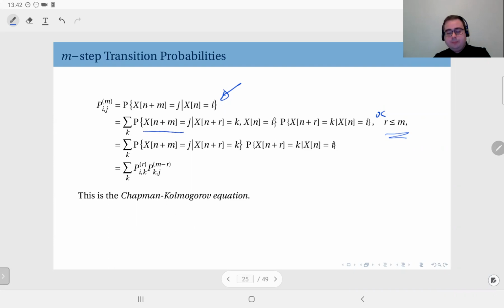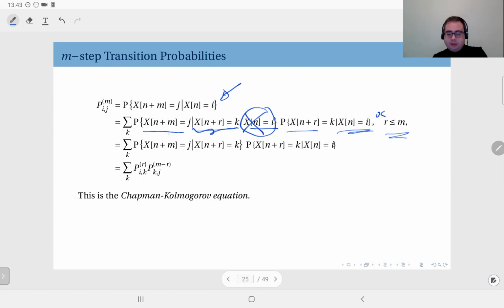Probability that X of n plus m equals j, given X of n plus r equals k. So I visited k at step n plus r, and I was at state i at time n, times the probability of the condition, which is itself also conditional here. Probability of X of n plus r equals k, given I started at i. Okay. Now again, since X of n is a Markov chain, when I know X of n plus r, the information about X of n is irrelevant due to the Markov property.